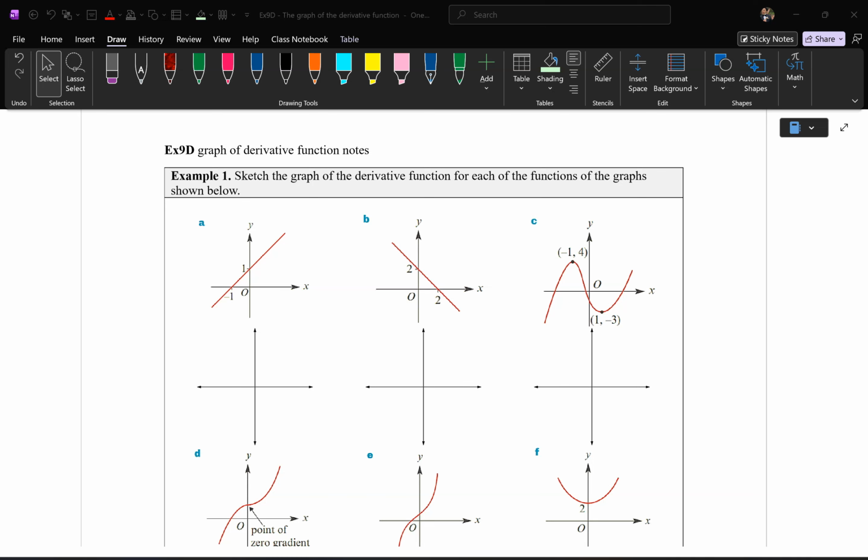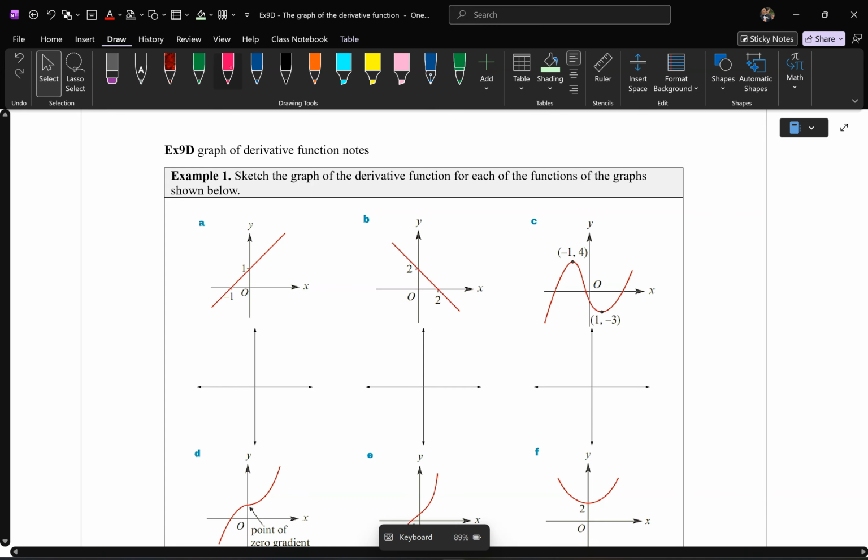Let's start. Grab out a pen or pencil. Let's go in our notes. Here we go. Exercise 9D.